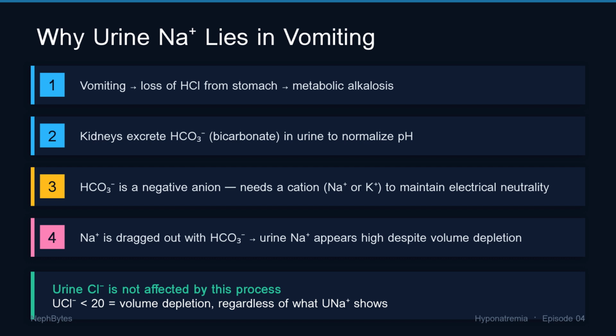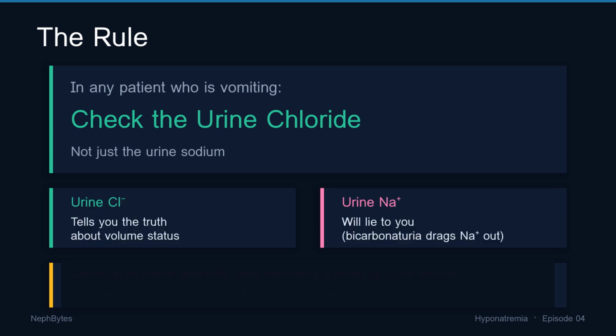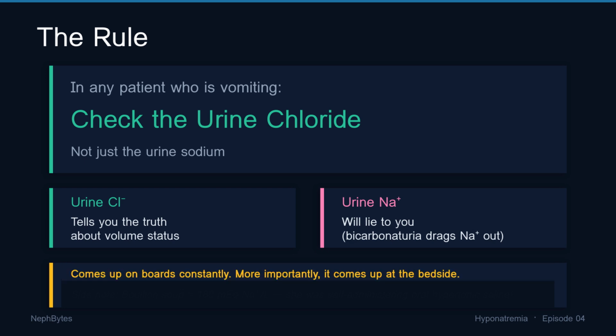In this patient, urine chloride 20. That's low. That's hypovolemia. The urine pH of 7 confirms bicarbonate excretion is actively occurring. The rule: in any patient who is vomiting, check the urine chloride, not just the urine sodium. The urine chloride tells you the truth about volume status. The urine sodium will lie to you. This comes up on boards constantly. More importantly, it comes up at the bedside, and missing it means you give a volume-depleted patient fluid restriction instead of saline. That is a preventable mistake.